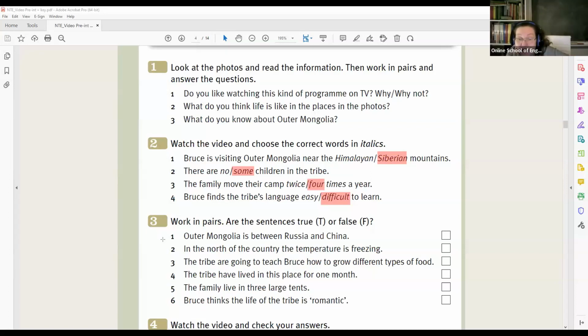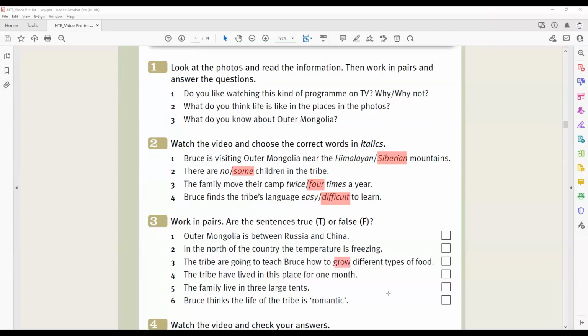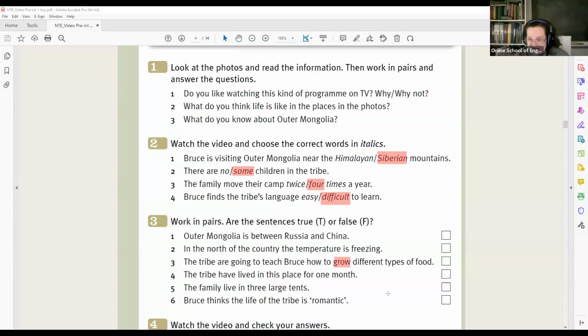Number 3. The tribe are going to teach Bruce how to grow different types of food. False. No, it's false. Because they can't grow food in the desert. They can raise animals. So they raise cattle, chickens, goats, whatever they have there. Yes. Horses. Okay. All right. Next one. So this one is false. So let me put the X right here.